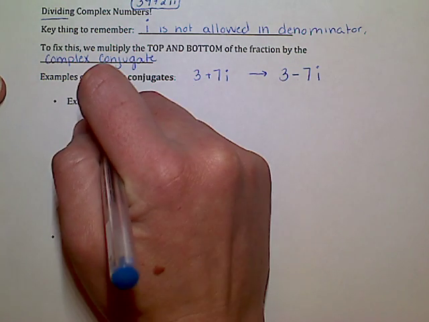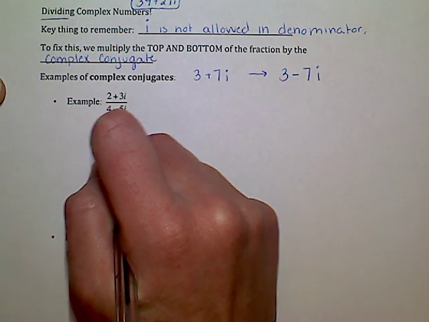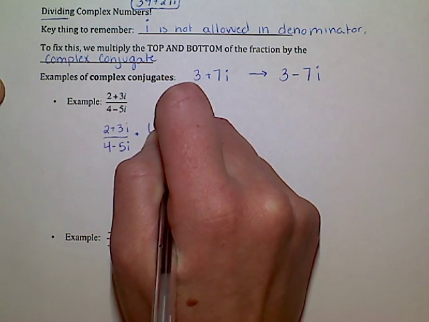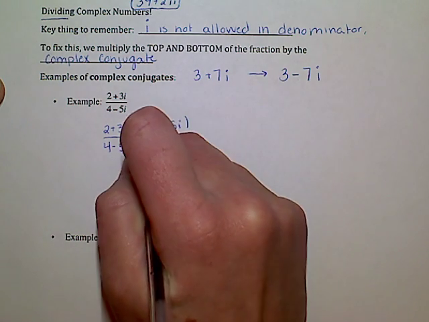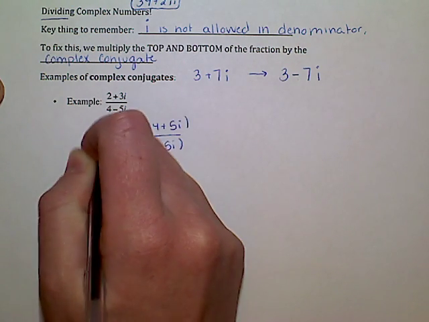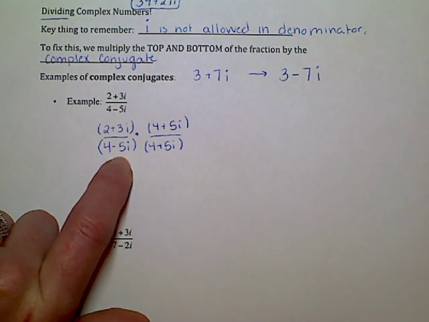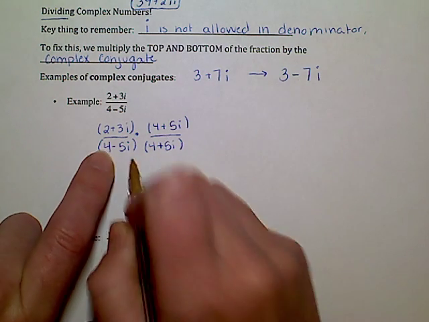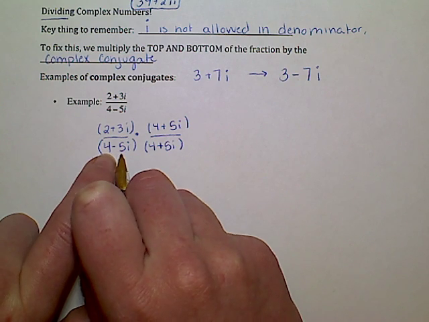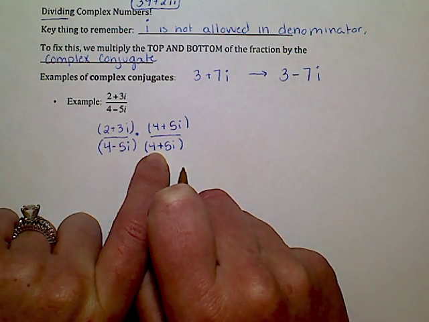So what we're going to do is take this fraction of 2 plus 3i over 4 minus 5i, and we are going to multiply the top and bottom by the denominator's complex conjugate. Notice, we're never really concerned about the numerator. 2 plus 3i is fine. It's the 4 minus 5i in the denominator that is a problem. We look at that denominator. Its complex conjugate will be 4 plus 5i, and we're going to multiply the top and bottom by that.